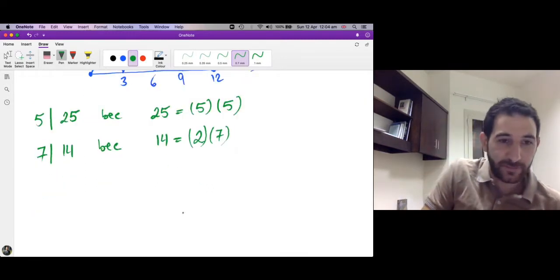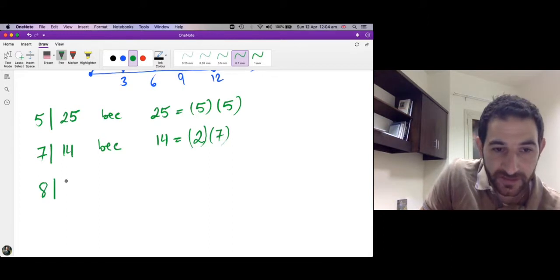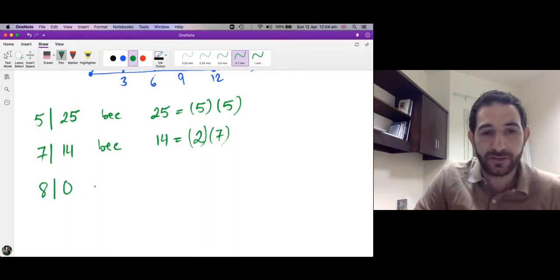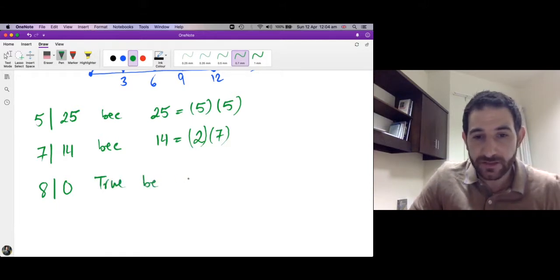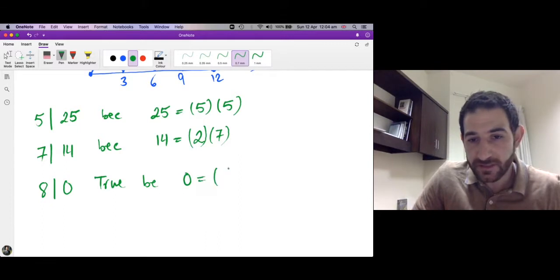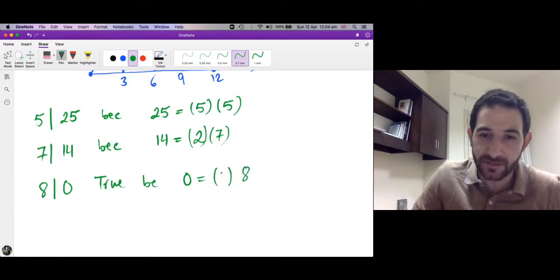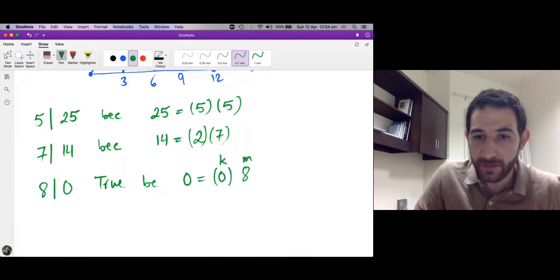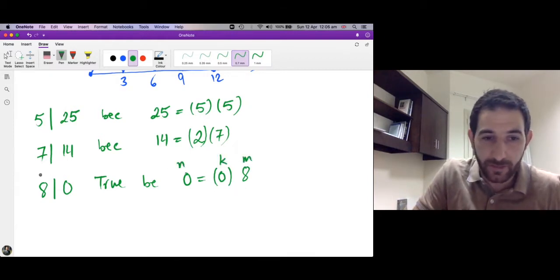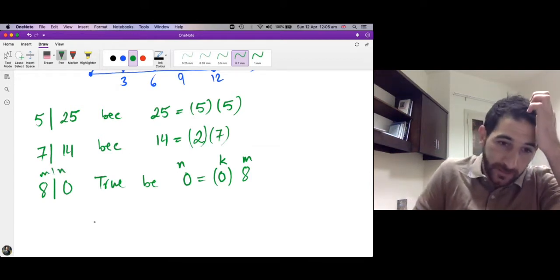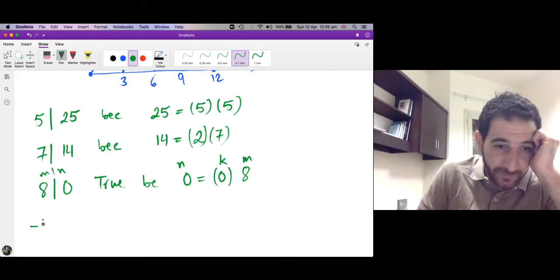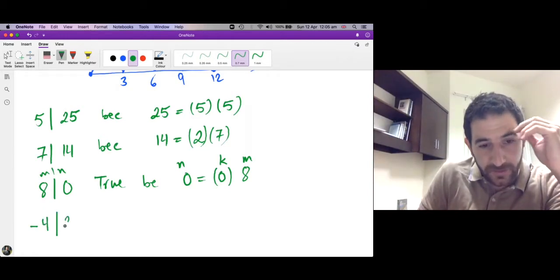What else? For example, do you think 8 divides 0? Again, what does it mean that 8 divides 0? This is true because we can find an integer such that 0 is equal to this integer times 8, and this integer is 0. So this is k, this is m, and this is n, and we say m divides n.